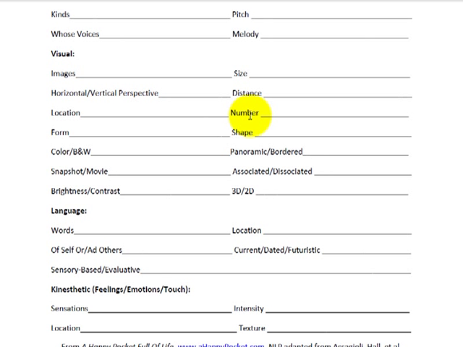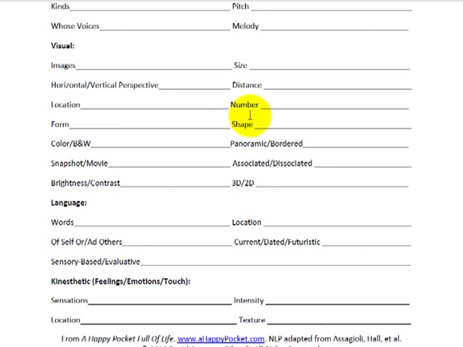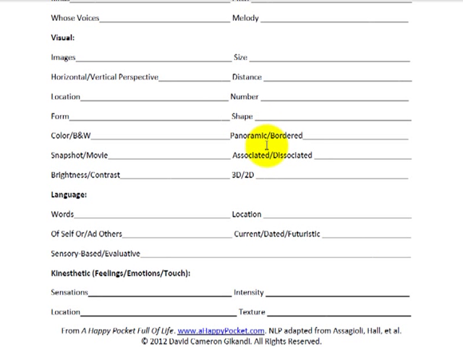Okay, so here are other visual characteristics. Is it panoramic or bordered? In other words, is it something that is in a frame, in a box, or is it something that spans your whole internal view screen? Is it associated or disassociated?